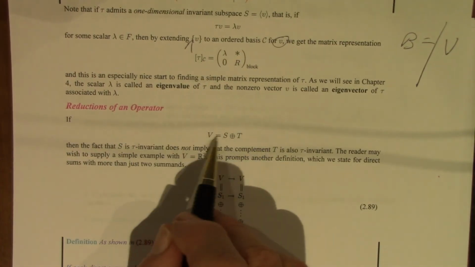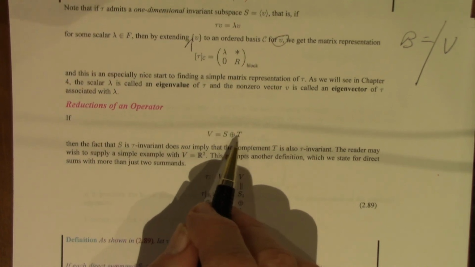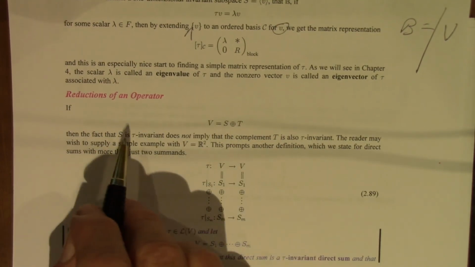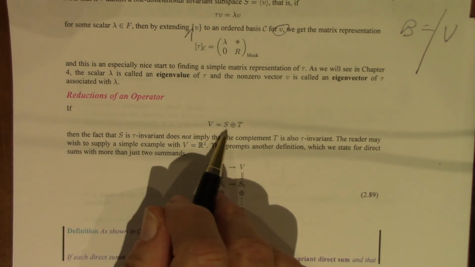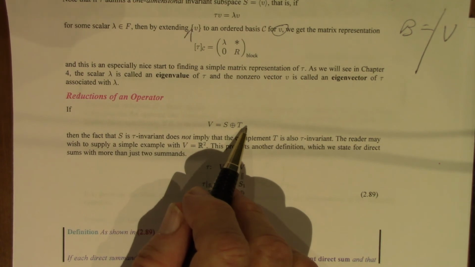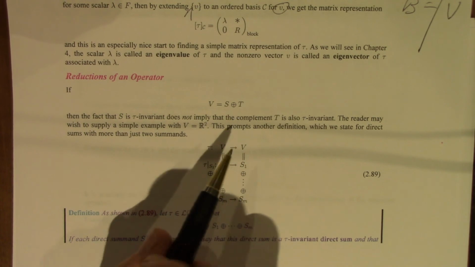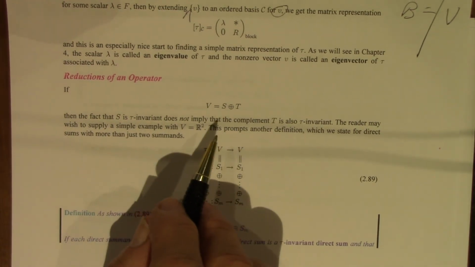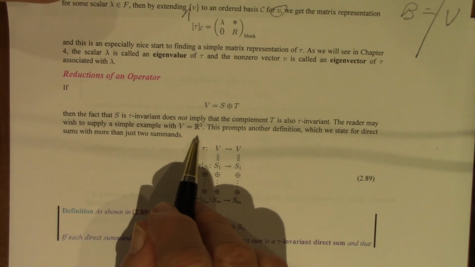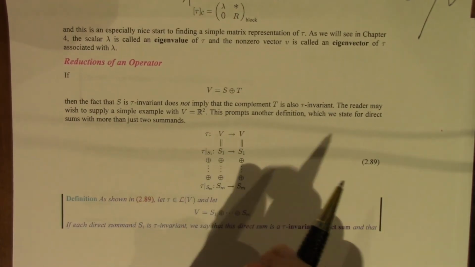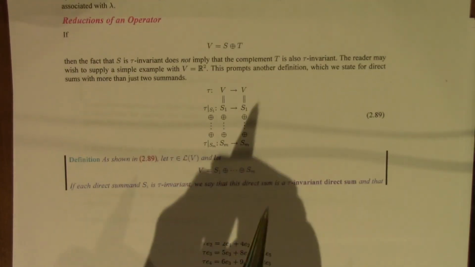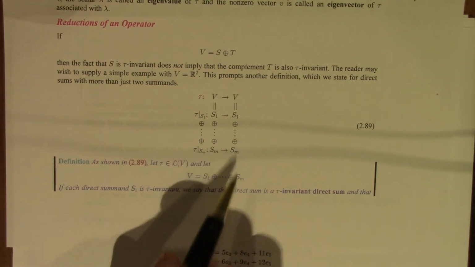If V is a direct sum of S and T, the fact that S might be tau invariant does not imply that T has to be tau invariant. And I will leave that for you to think about. There's a simple example you can produce even for V equals R2. So this prompts another definition. And here's a picture to support that.